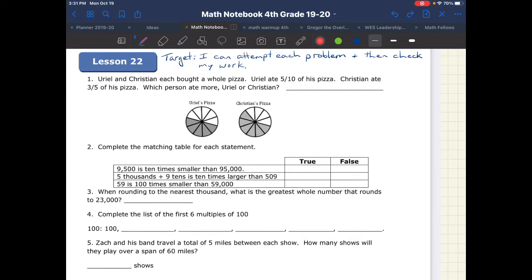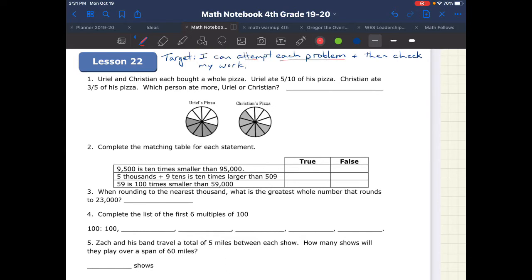Your target, of course, is to attempt each and every problem. You should at least attempt every problem, then check your work. So if you haven't already tried every problem, go back and try them, then watch the video and fix everything.